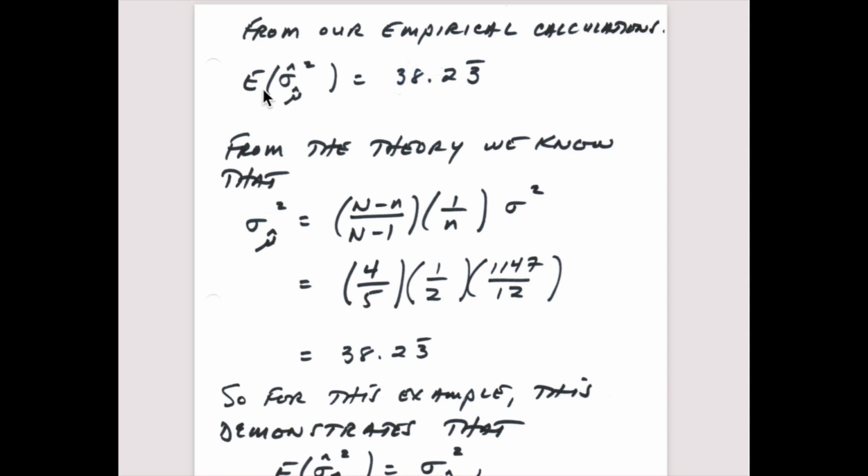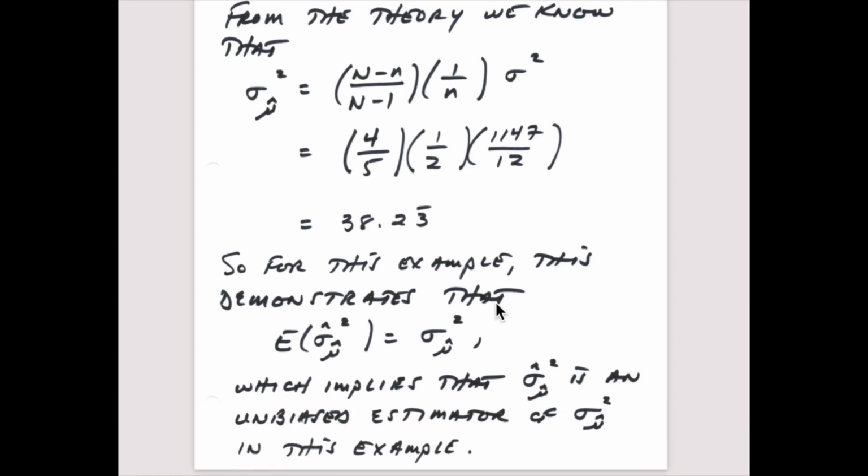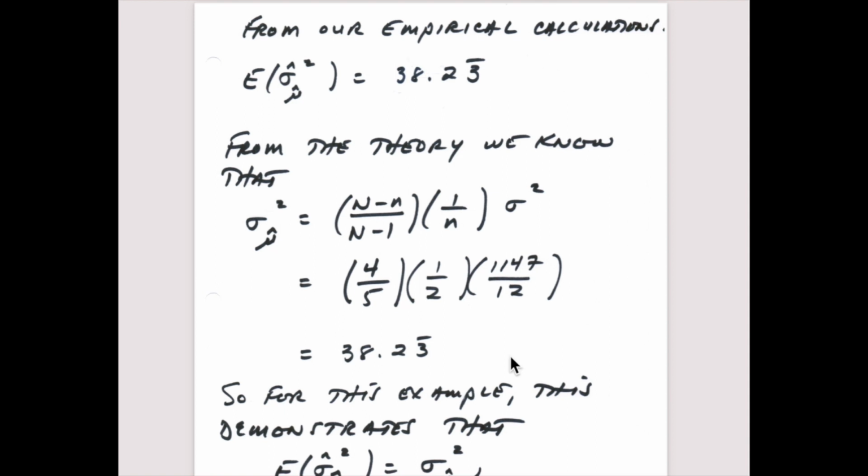Okay, and so we have demonstrated from our empirical calculations that the expected value of sigma hat squared sub mu hat, in other words, the mean of the sampling distribution of sigma hat squared sub mu hat, is equal to 38.23. Now, from the theory, we know that the true variance of the sampling distribution of mu hat ought to be, according to this formula, 38.23. And so we've seen those match, don't they?